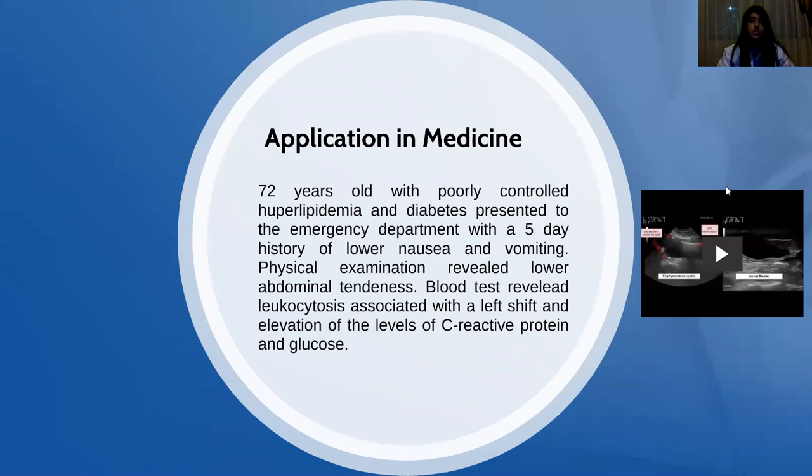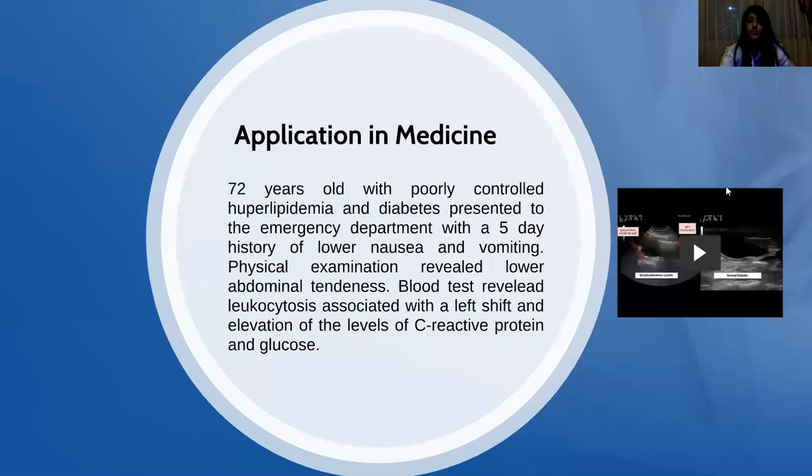Application in medicine. A 72-year-old with poorly controlled hyperlipidemia and diabetes presented to the emergency department with a 5-day history of lower abdominal pain, nausea and vomiting. Physical examination revealed lower abdominal tenderness. Blood tests revealed leukocytosis associated with a left shift and elevation of levels of C-reactive protein and glucose.